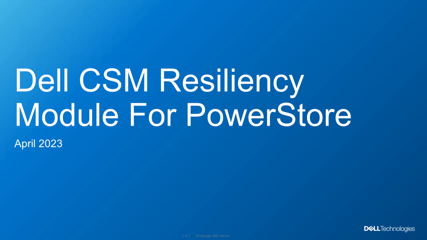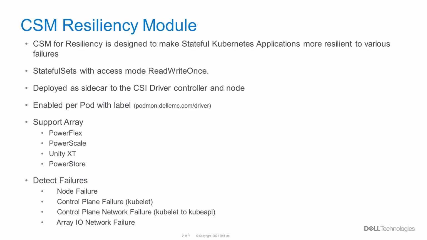The CSM Resiliency module, with the release of 1.6, now supports the Dell PowerStore array. The CSM Resiliency module is designed to make stateful Kubernetes applications more resilient to various failures, such as node failure, control plane failure, which means the kubelet on the worker node has failed, or a control plane network failure where the kubelet is not able to reach the kube API server, or a storage IO failure where the worker node is not able to reach the storage array. In all these failure scenarios, the CSM Resiliency module helps us make our stateful applications more resilient.